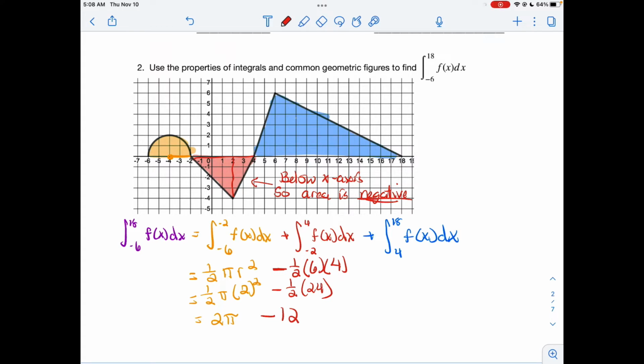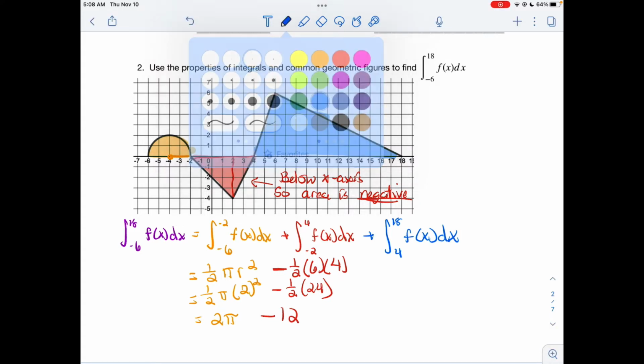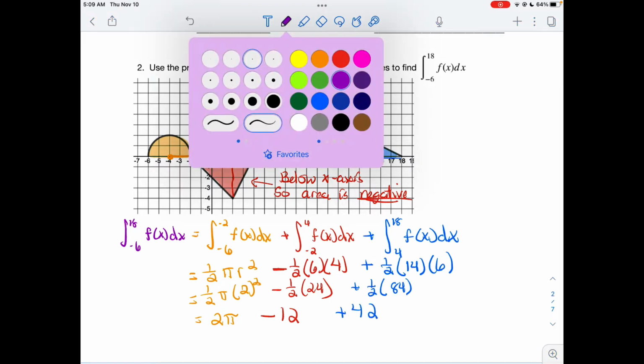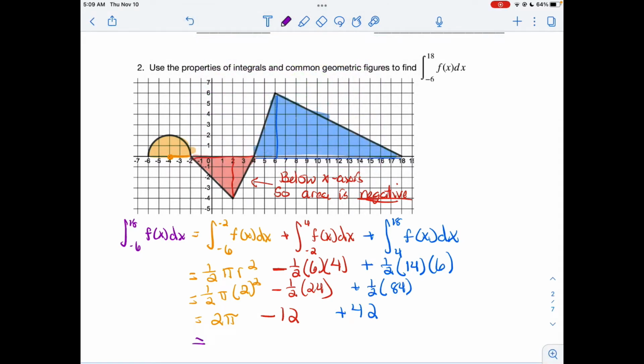And then to find the area of the blue triangle, we are again above the x-axis, so it's positive. And the area of a triangle is 1/2 base times height, so we figure out the length of our base. 18 minus 4 gives us 14, times the height of our triangle, which is 6. And the area of the blue triangle is simply 42. And then our final area of this object is 2 pi plus 30 when I take 42 minus 12.